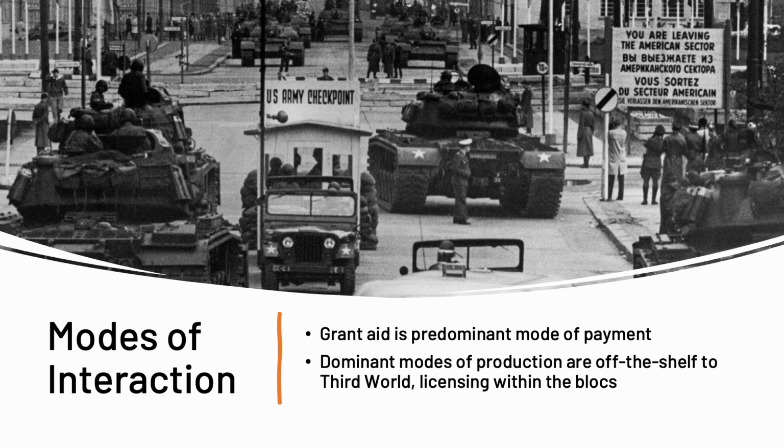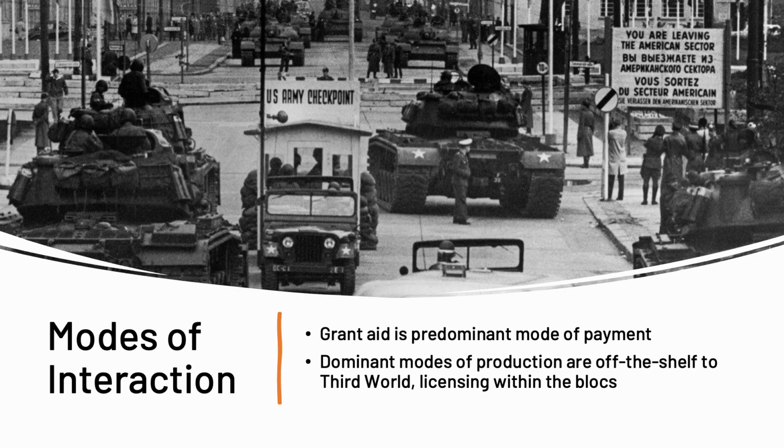We also see that the dominant mode of production is off the shelf to the third world and licensing within the blocks. So you're seeing this kind of surplus or outright buy of goods in the third world, and then licensing, where France is asking the U.S. if they could get the information and the technology to build a particular weapons platform. You're seeing that going on within the blocks, within these larger blocks. So Europe is primarily aligned with the U.S. and the quote-unquote West, and we're looking at Eastern Europe, and those blocks are beginning to license produce Russian-developed goods.